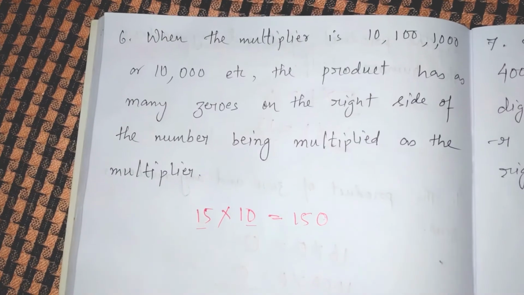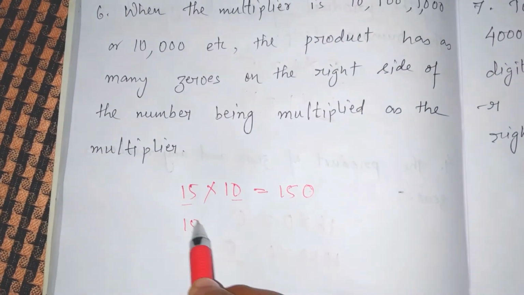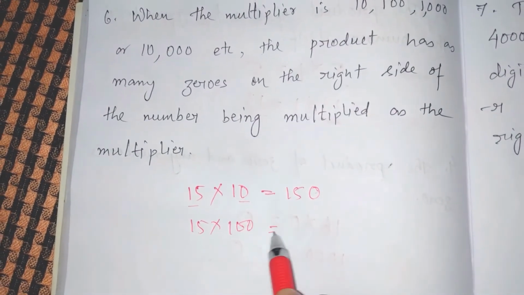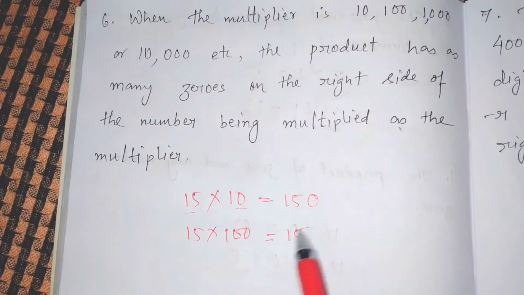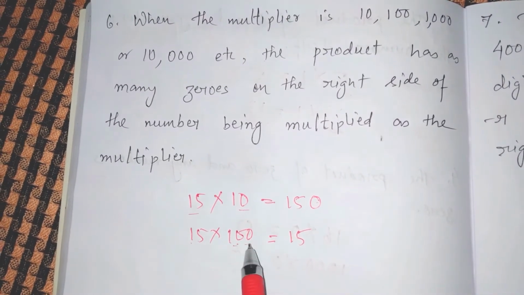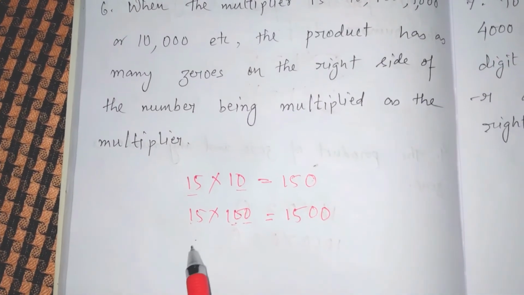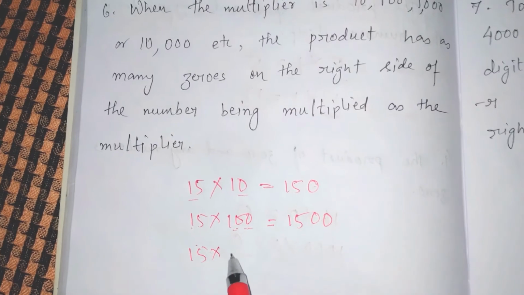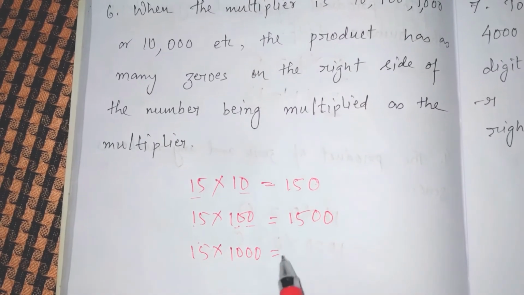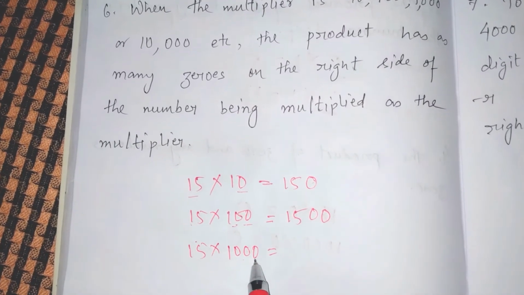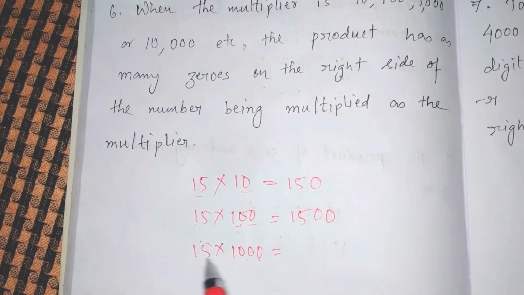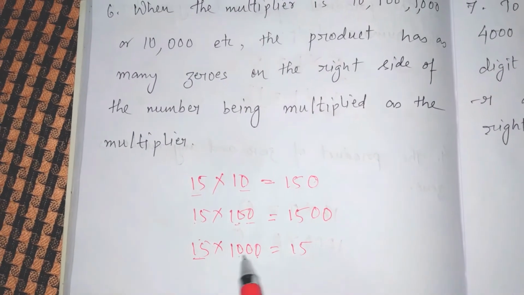If I multiply this 15 with 100, what will be the result? I will write 15, and how many zeros are in 100? 2 zeros. I will write 2 zeros. Okay. If I multiply this 15 with 1000, how many zeros are there in 1000? 3 zeros. So I will write this 15 and then add 3 zeros on the right side.